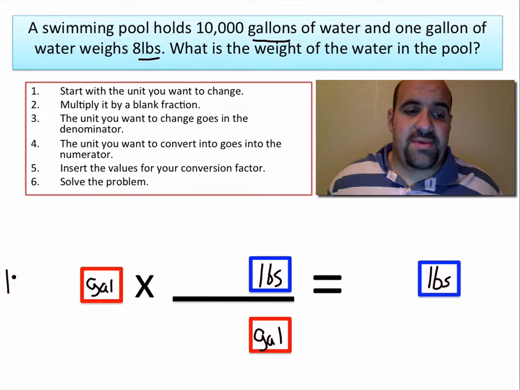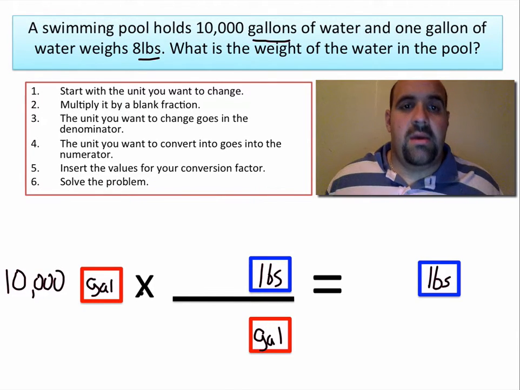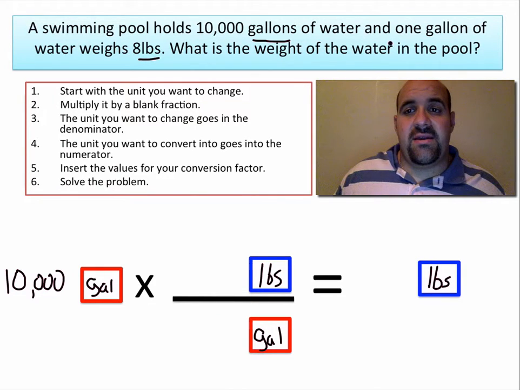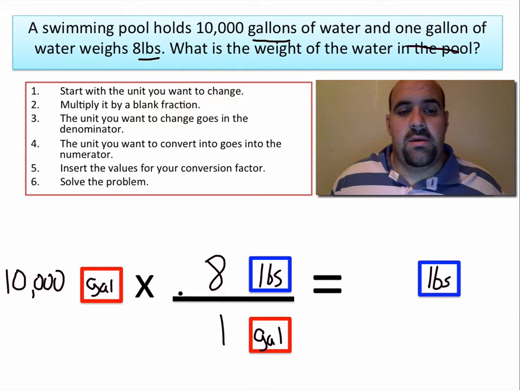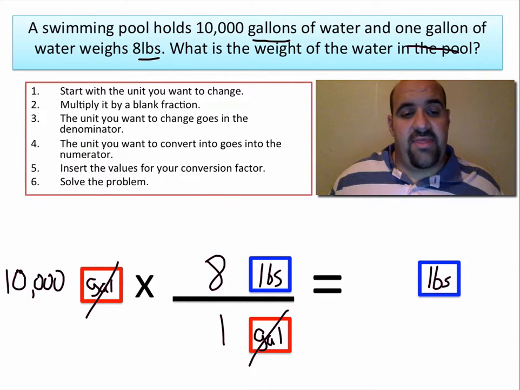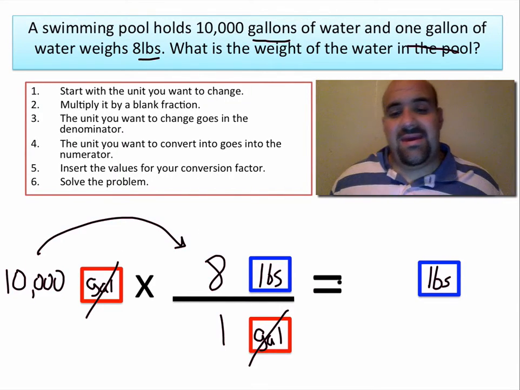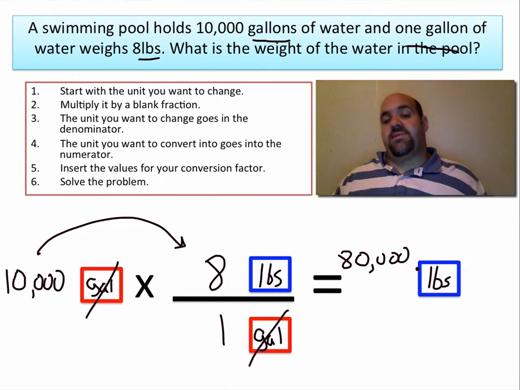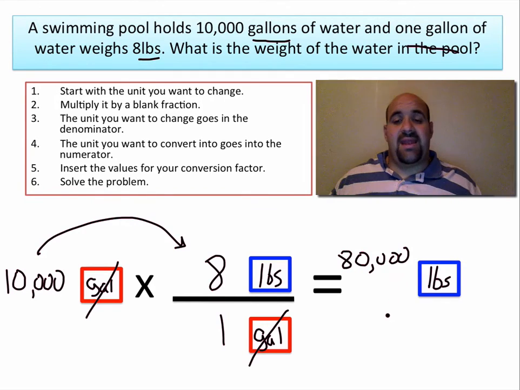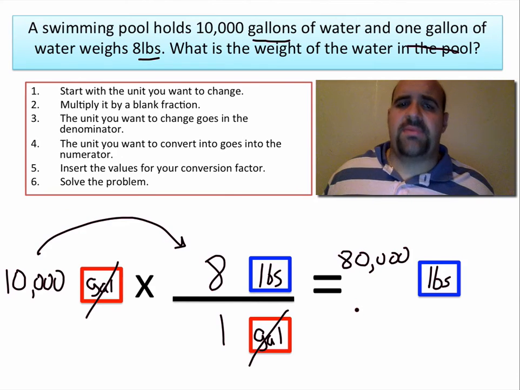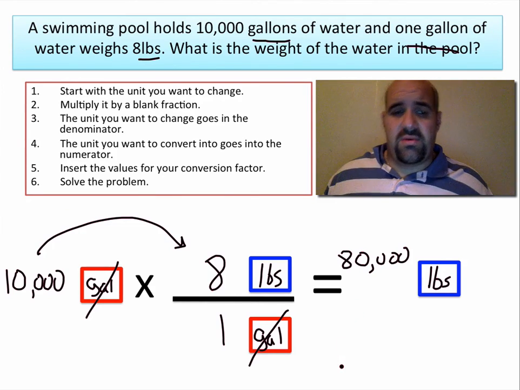So I have 10,000 gallons times, what is the ratio? 1 gallon is 8 pounds. So essentially 10,000 times 8. The gallons are going to cancel. 10,000 times 8 is 80,000 pounds. So 10,000 gallons of water weighs 80,000 pounds. That's how we convert units. That's the simplest form. These are one-step problems. Hopefully this helps you out in your unit conversion.